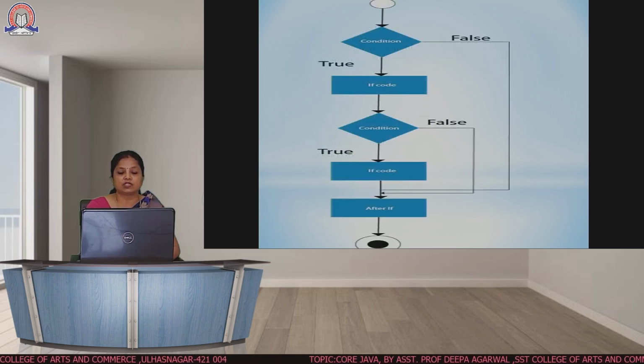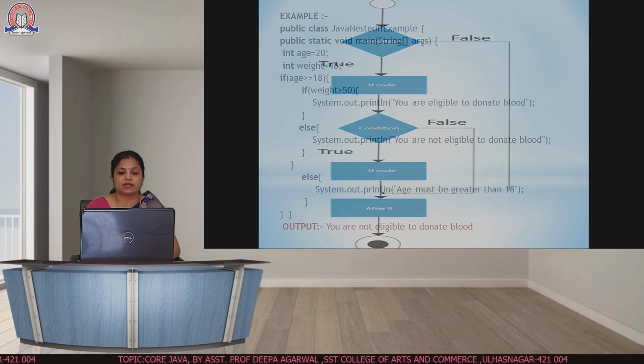This is the flow chart of nested if statement. It will check the condition. If condition is true, it will go to the next condition, otherwise it will come out from the if statement.